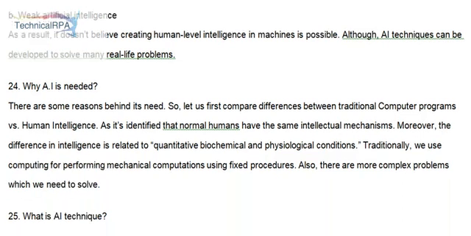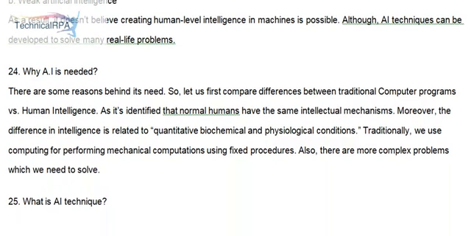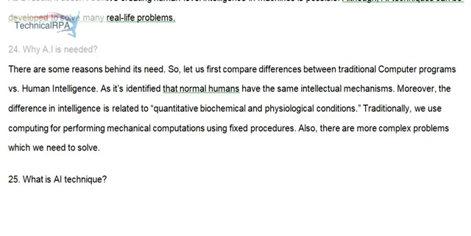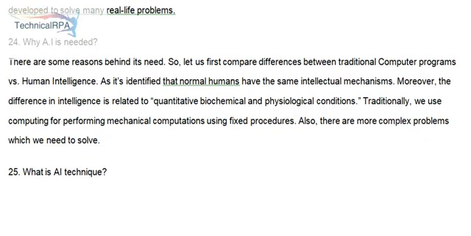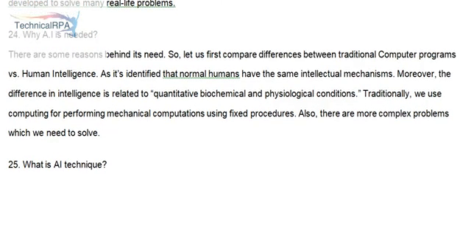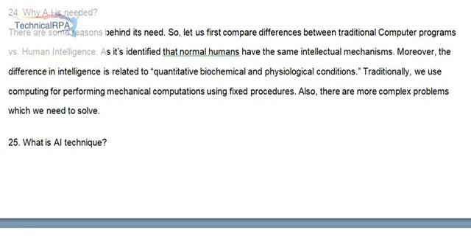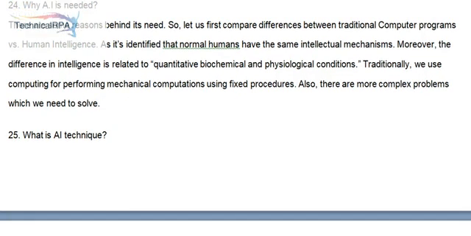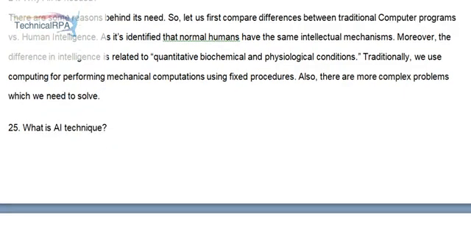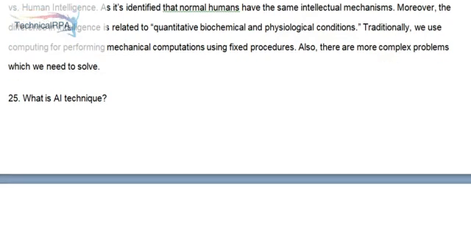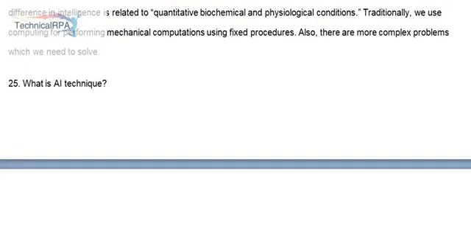So, let us first compare the differences between traditional computer programs and human intelligence. It is identified that normal humans have the same intellectual mechanisms. Moreover, the difference in intelligence is related to quantitative biochemical and physiological conditions. Traditionally, we use computing for performing mechanical computations using fixed procedures. Also, there are more complex problems which we need to solve.